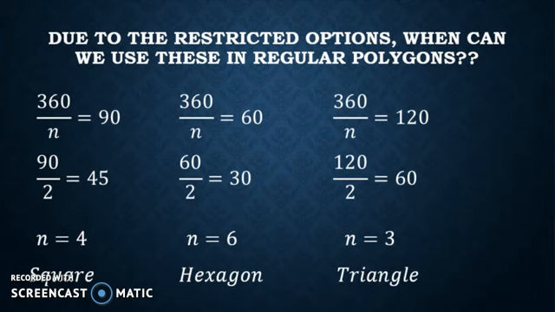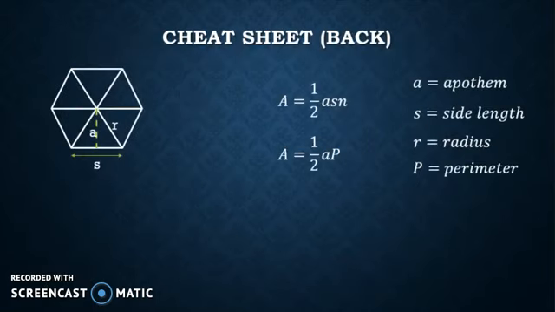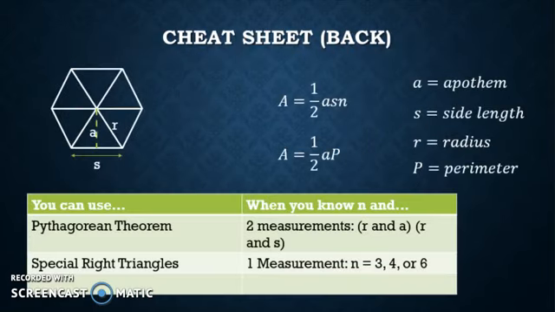Square uses 45, 45, 90. So we're going to add this to our cheat sheet. We're just filling in the next line of our chart. You use special right triangles when it's a triangle, square, or hexagon.